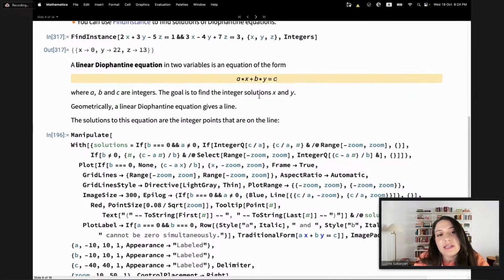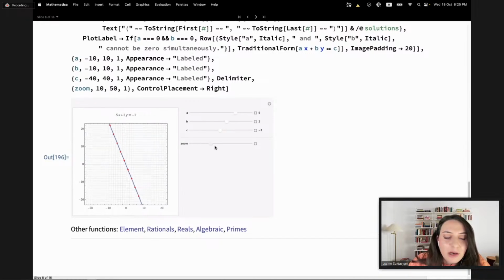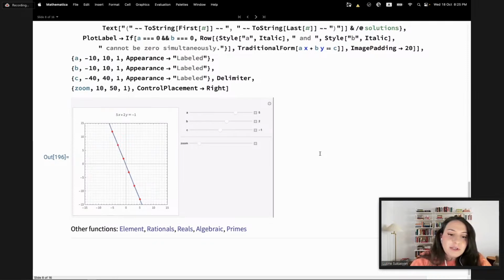Geometrically, a linear Diophantine equation gives a line, and the solutions to the equation are the integer points that are on the line. And you see here in this nice example that we just change the equation. You see the equation here above the plot. We can zoom in, zoom out, and the red lines actually are the integer solutions here, right? This is a very nice, fun thing. The other functions are rationals, reals, algebraic, primes.